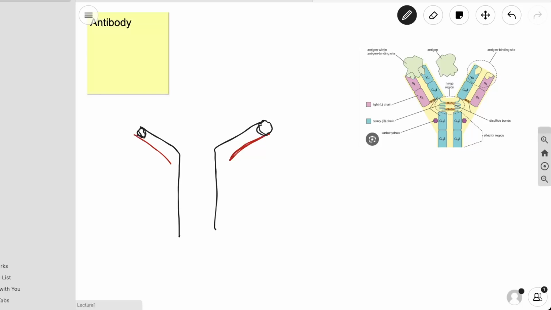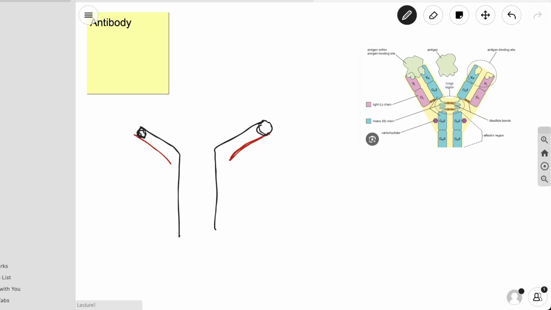If I ask you what region of this antibody holds it, then you say it is the epitope. The epitope is this area touching this antigen. The epitope is the area that touches the antigen. The epitope holds this antigen in this area.